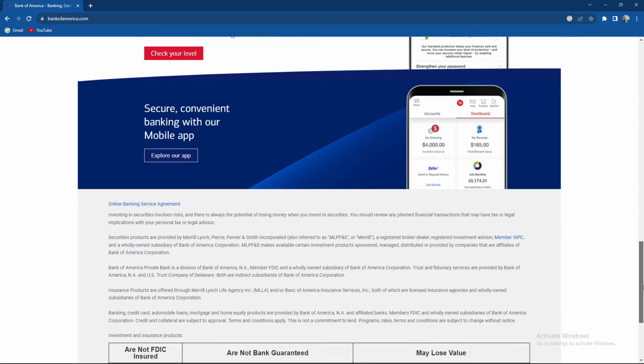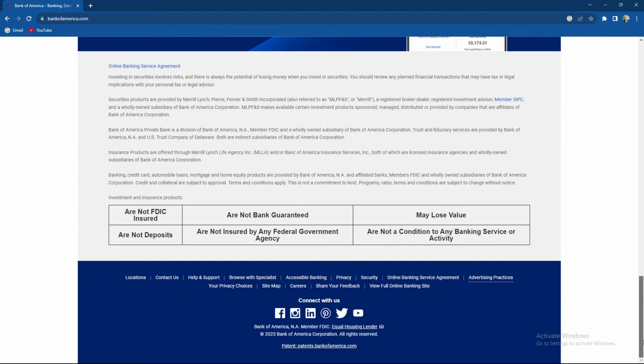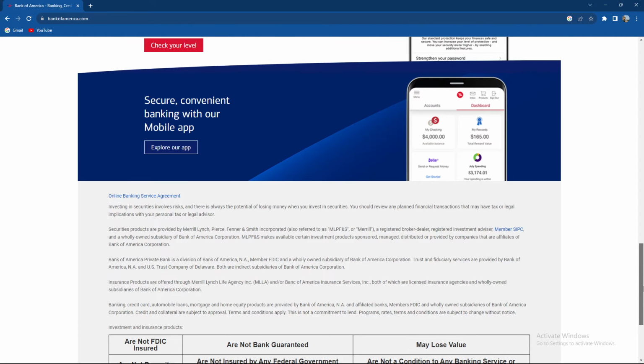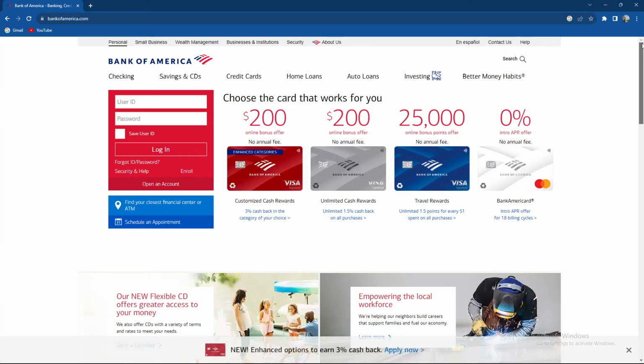Always remember to keep your PIN confidential and do not share it with anyone. If you suspect unauthorized activity or need immediate assistance, contact Bank of America customer service as soon as possible.